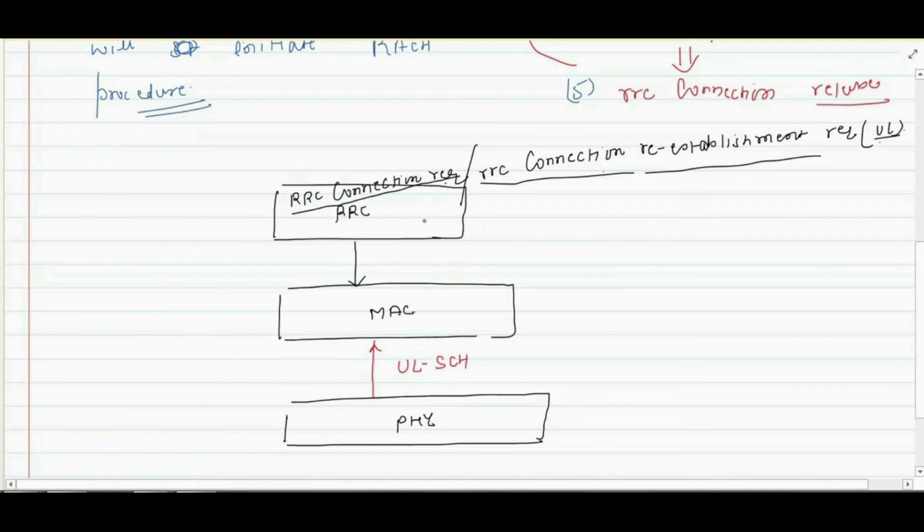So when the MAC layer receives the RRC connection request, then the MAC layer has to transmit this message in the uplink shared channel. But each RRC message has its size. So if the size of the RRC message is more than the available resource on the uplink shared channel, meaning the uplink shared channel does not have enough resource to transmit this message, then your MAC layer will initiate the RACH procedure.